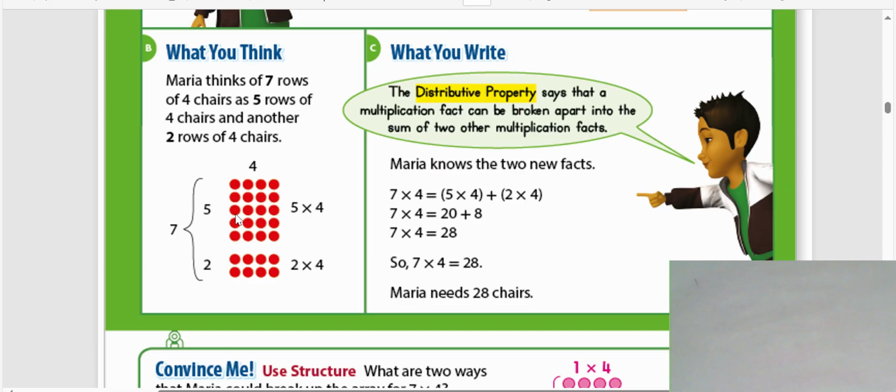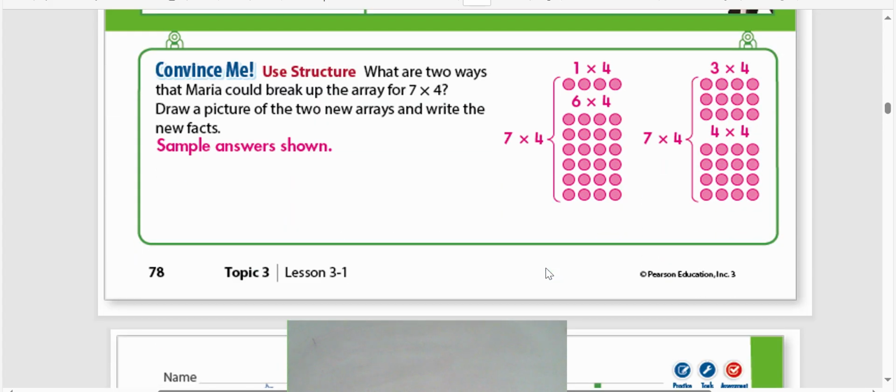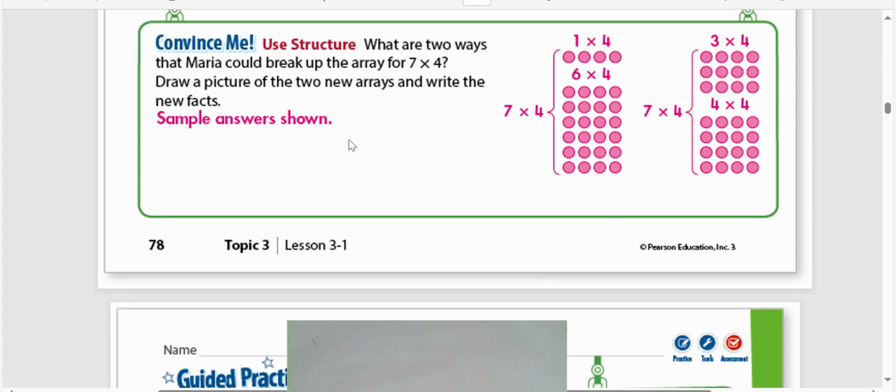1, 2, 3, 4. 7 times 4: we have 7 rows. Each row contains 4 elements. We can divide it: 5 times 4 and 2 times 4, because 7 equals 5 plus 2. Then 5 times 4 is 20 and 2 times 4 equals 8. Then the total number will be 28. Also, we can use this example to find the result like this. 7 times 4, we can divide it into 1 times 4, 6 times 4, 3 times 4, 4 times 4.